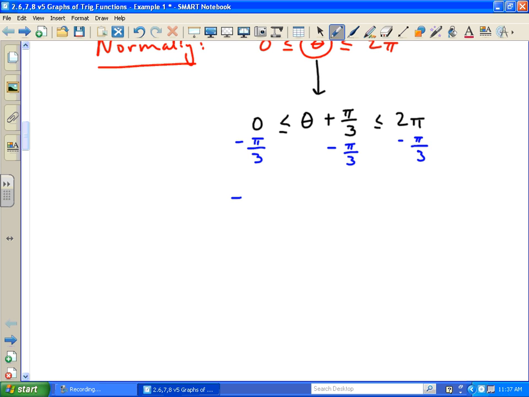Okay, over here, I'll get negative pi over 3. In the middle, I have just theta. And then on the right-hand side, I have 2 pi minus pi over 3. There, I need a common denominator. I'll put 2 pi over 1. The common denominator would be 3. And so on that side, this is going to end up being 6 pi over 3 minus pi over 3, which would eventually end up with 5 pi over 3.